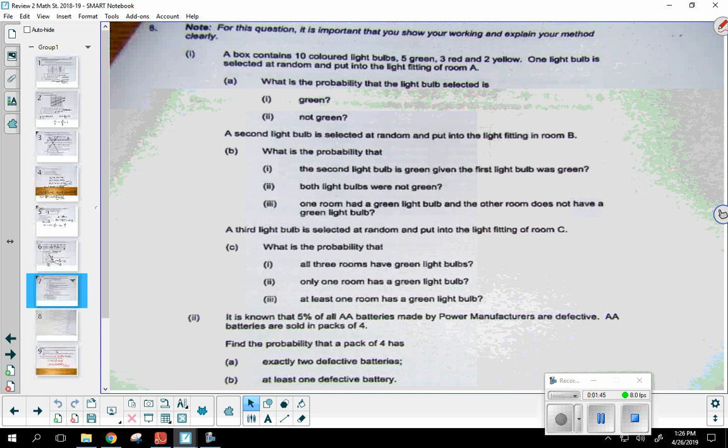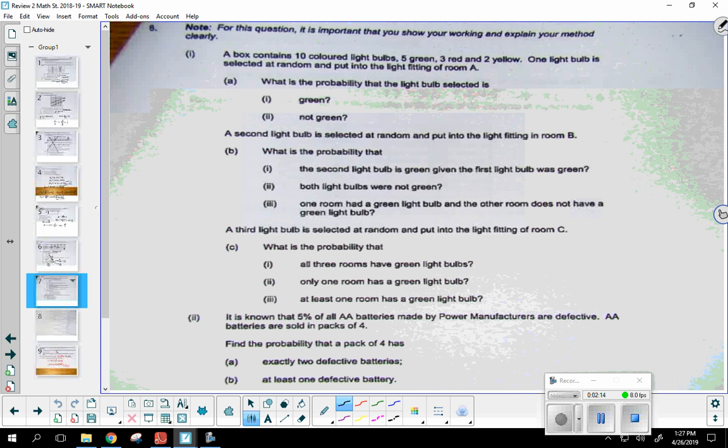Okay. Now, did we want to go ahead and look at the whole thing? Did we want to look at just a particular part? The whole thing? Yeah, let's go ahead and run through the whole thing. Okay. All right. So a box contains 10 colored light bulbs. We got 5 green, 3 red, 2 yellow. One light bulb is selected at random and put into the light fitting of room A. So the first one, A, really straightforward, just basic probability. What's the probability that the light bulb selected is green?